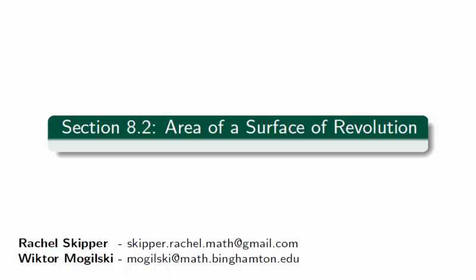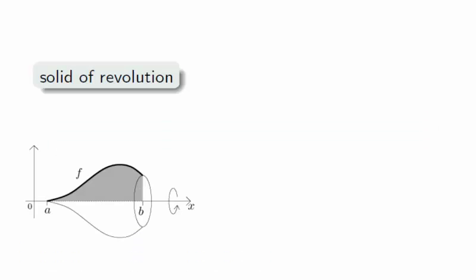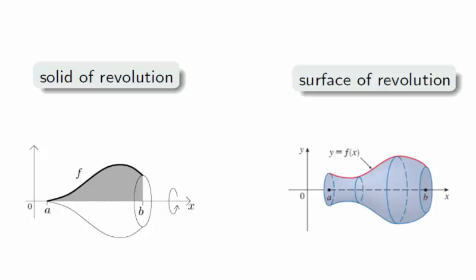Hello, and welcome to Section 8.2 on the area of a surface of revolution. Recall that a solid of revolution is a solid region obtained by rotating a region in the xy plane around a line, called an axis. We will now do the analogous thing, but instead of rotating a solid region, we will be rotating a curve. The resulting object is called a surface of revolution.